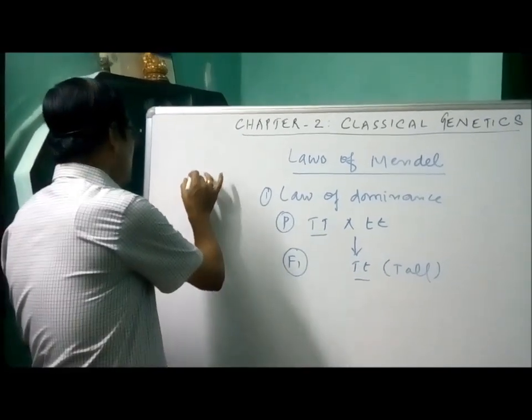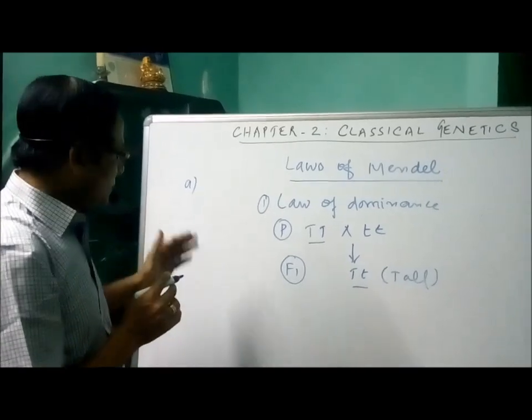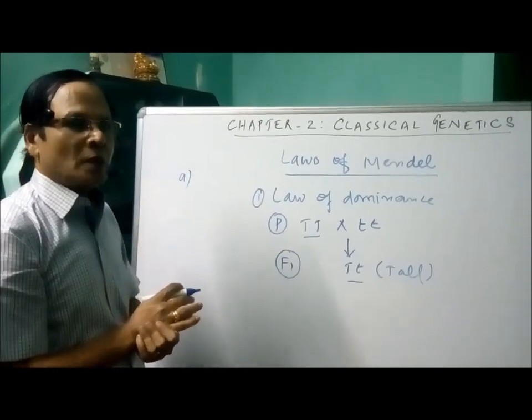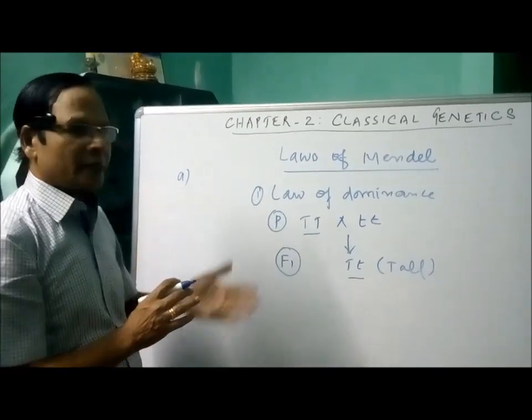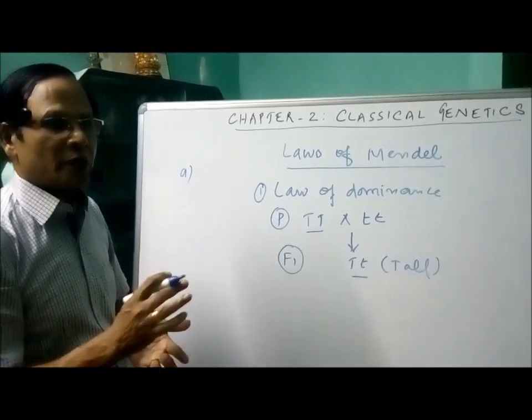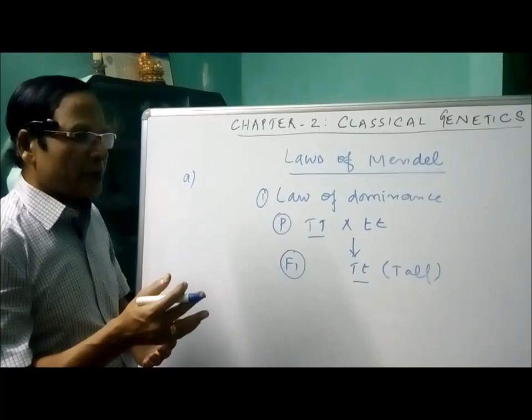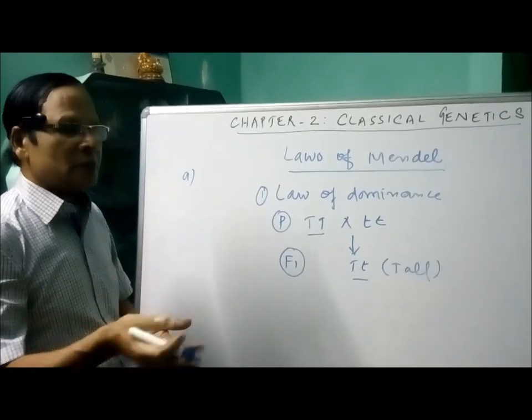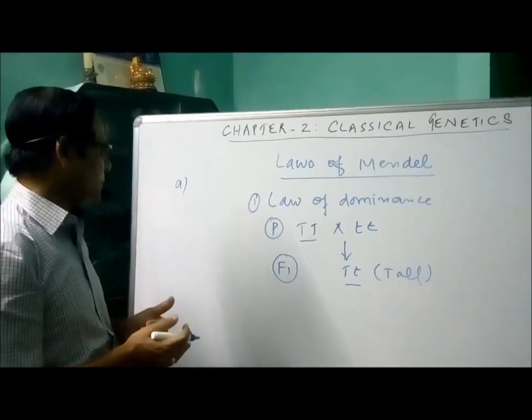What is that? Number one, the recessive factor, or what we call the recessive character, the trait, appeared only in the F2 generation, that is, it reappears in the F2. So that's the meaning. So I repeat once again.